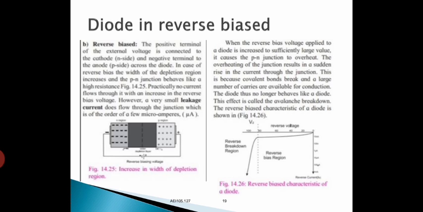When the reverse bias voltage applied to a diode is increased to a sufficiently large value, it causes the PN junction to overheat. The overheating of the junction results in a sudden rise in the current through the junction. This is because covalent bonds break and a large number of carriers are available for conduction. The diode thus no longer behaves like a diode. This effect is called avalanche breakdown. The reverse bias characteristics of a diode are shown in the following figure. You can see.